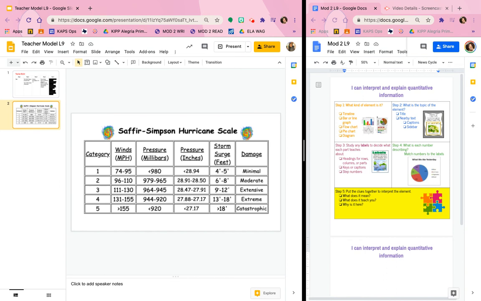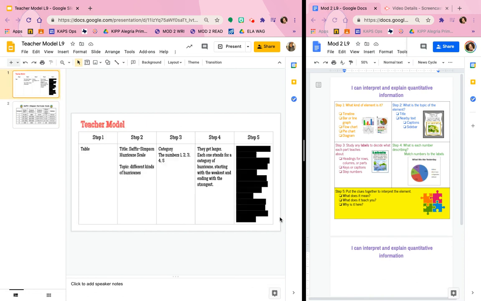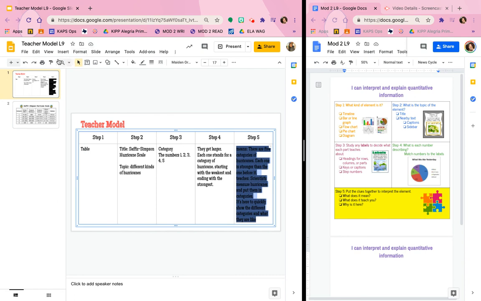And then why is it here? It's here to quickly show the different categories and what they are like. So this is what this table is about.